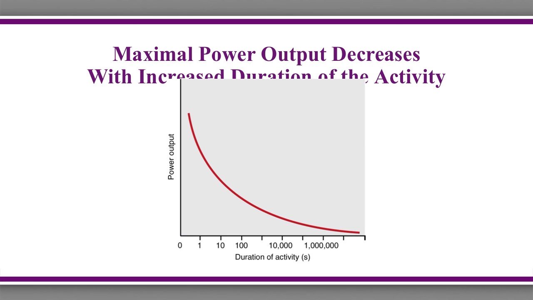So this graph is just a visual representation that maximal power output decreases with increased duration of the activity. And this relationship really shows the mechanical constraint that is placed on humans by their power generating system, or what is otherwise known as our metabolic system.